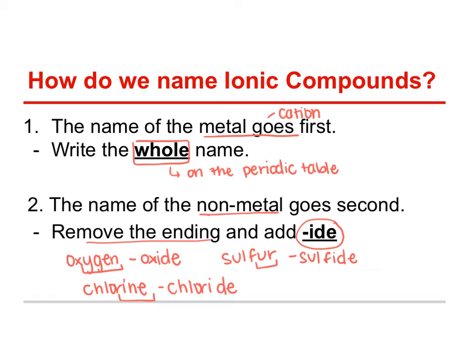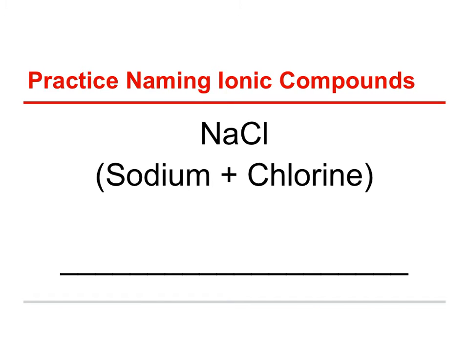Okay, so let's practice a few. So we are going to split it up into the two elements that are in a compound. So our first element is Na, and the first element we write the whole name. So Na becomes sodium. And then our second element, Cl, is chlorine. We're going to take off the -ine and change it to -ide, so chloride, our new ending. So all ionic compounds end in that -ide, so sodium chloride.